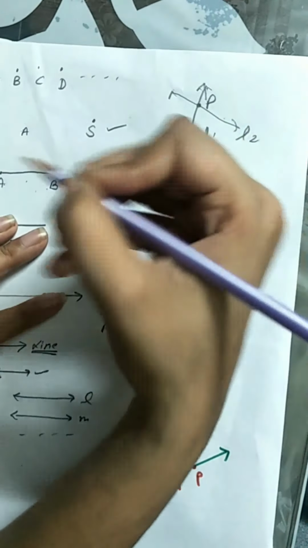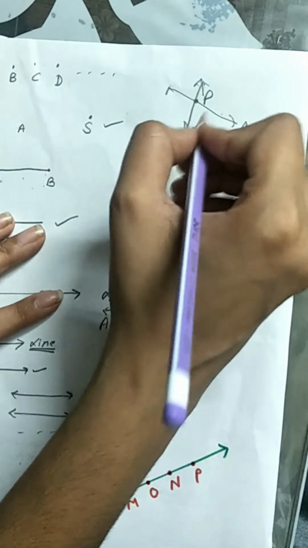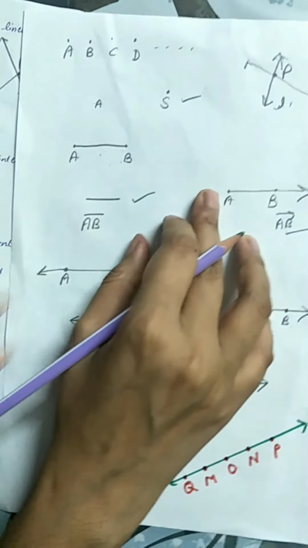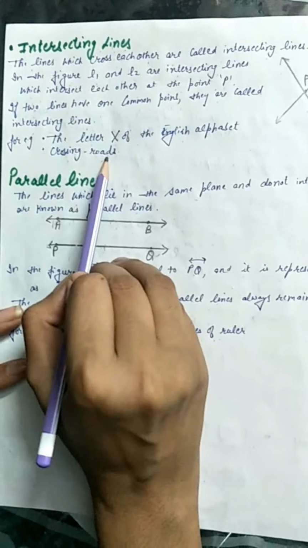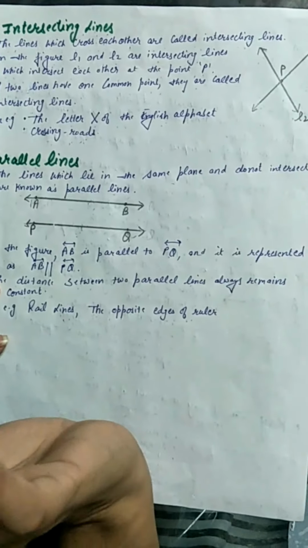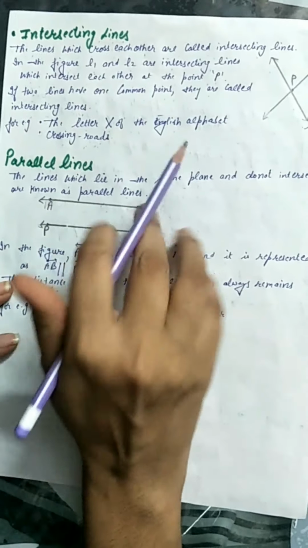They will not meet again. Always remember, these lines will not meet again. Examples: the letter X of the English alphabet and crossing roads are examples of intersecting lines. I hope intersecting lines are clear to all.